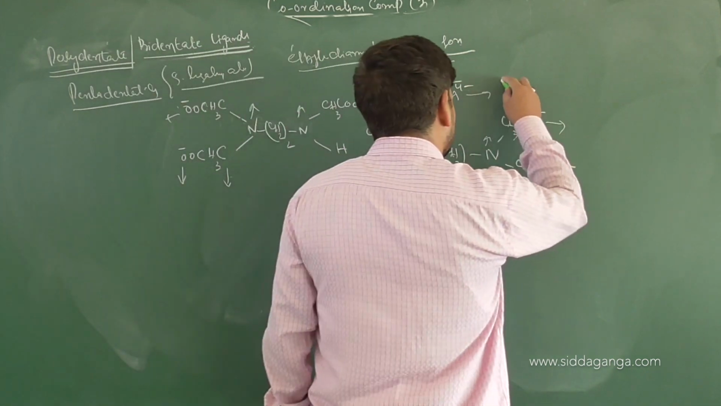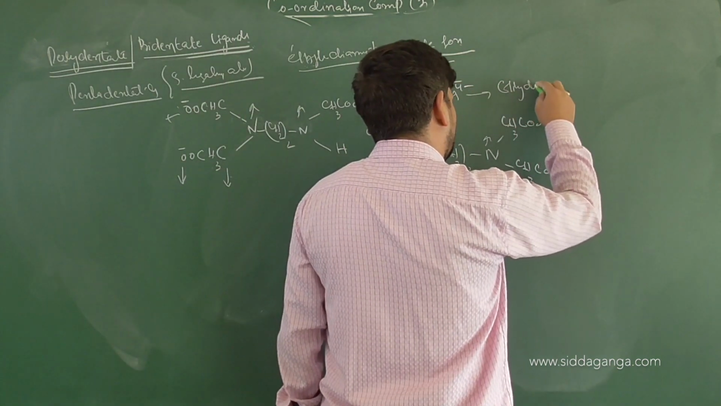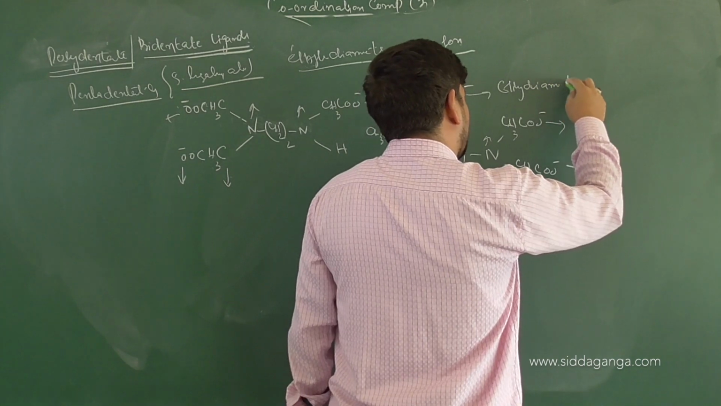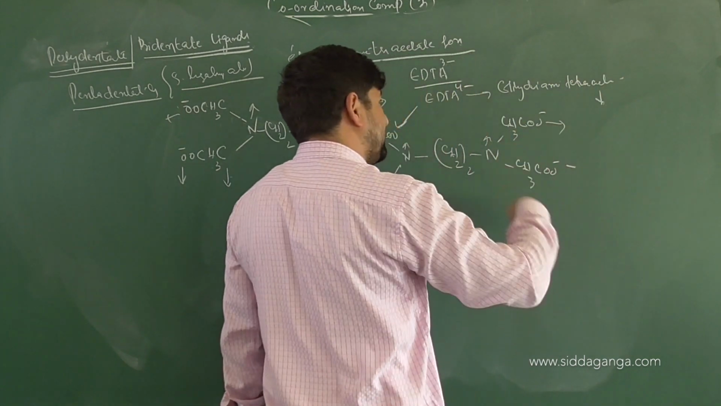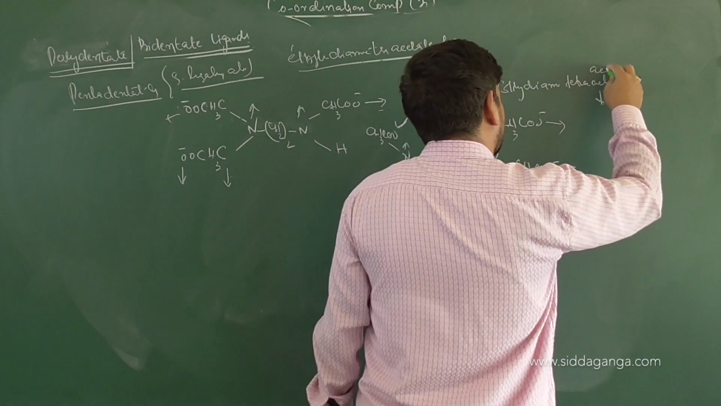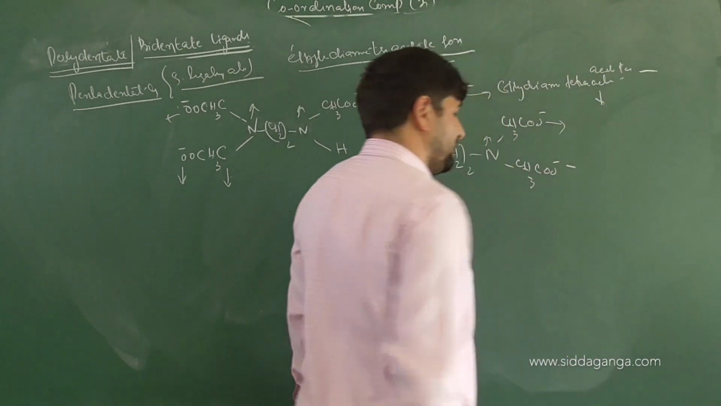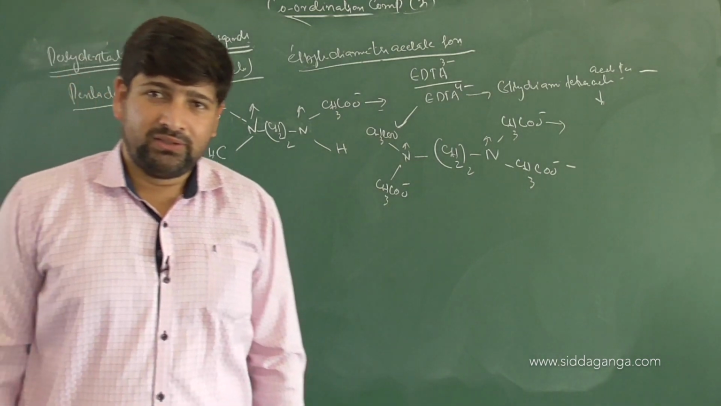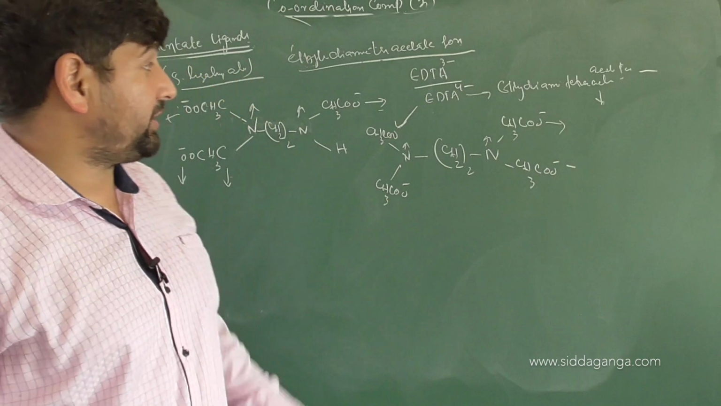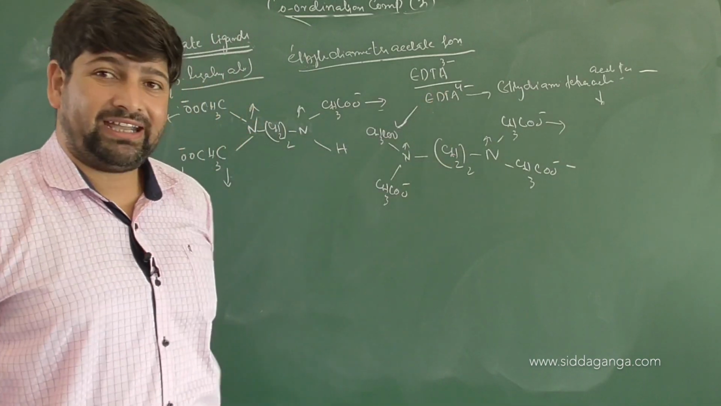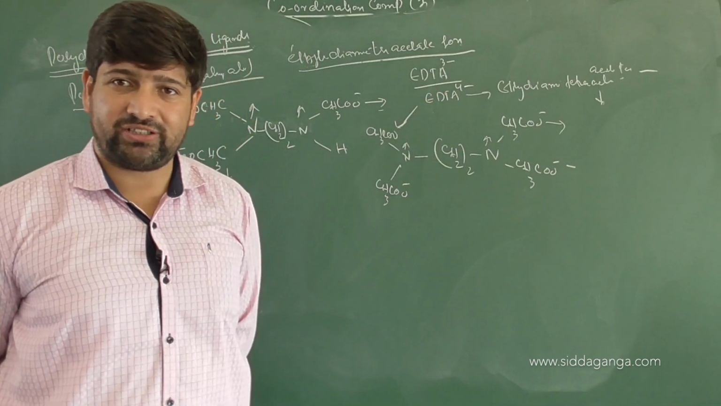So this will be ethylene diamine tetraacetic acid, and if it has to act as a ligand, it will be tetraacetate ion. Ethylene diamine tetraacetic acid or ethylene diamine tetraacetate ion will be the example of what ligand? Hexadentate ligand. Did you understand it, children?